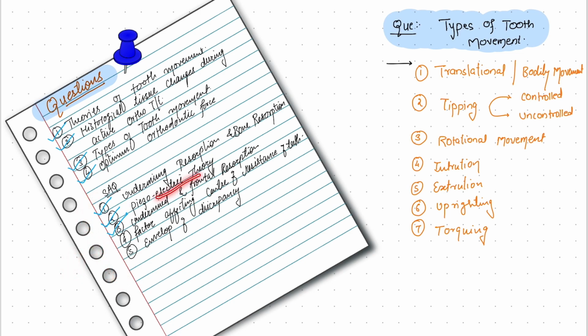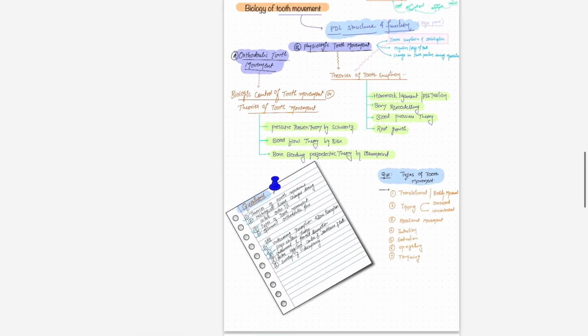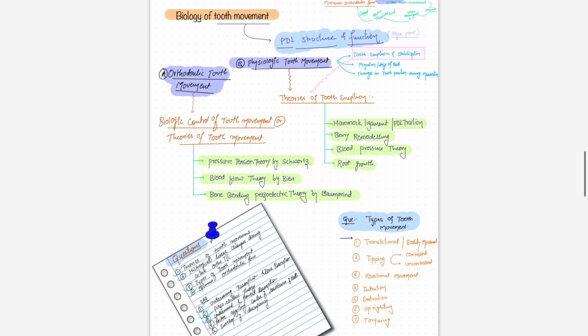Now, the piezoelectric theory we are going to discuss in detail in upcoming videos, but here is only an overview of the chapter. These are the important points where questions could be asked. Then the envelope of discrepancy, factors affecting the center of resistance, and as we have said earlier, the center of resistance. Here we have center of resistance, center of gravity, center of mass. These are different terms from physics, but here also they play an important role. This is all about the biology of tooth movement. This is the basic concept, the minimum you must know when you start studying the biology of tooth movement.